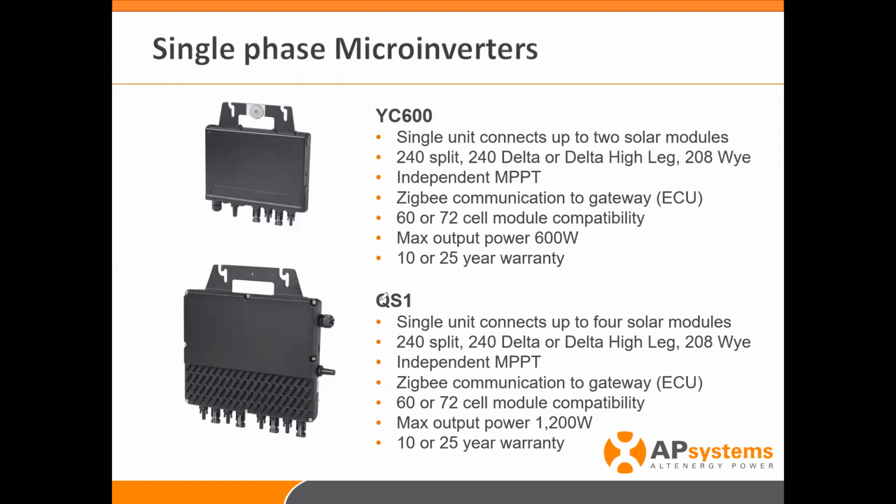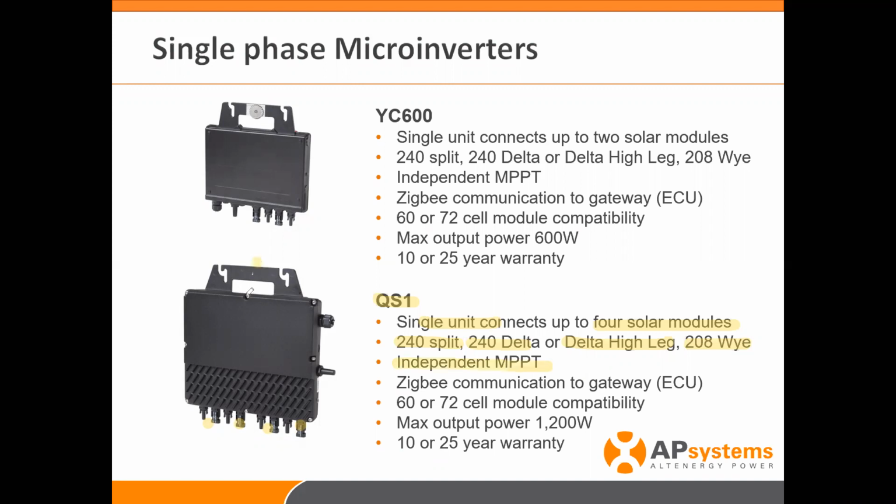Appreciate it. On QS1, this right here, again, single unit connected to 4 solar modules. So you have 4 independent DC inputs here. Again, can be used in the same 240 split residential environment, 240 delta, 240 delta high leg, and also 208Y. Again, all it takes is the press of a button on the ECU app, basically a phone installation app, to change the AC parameters to work in the 208Y.